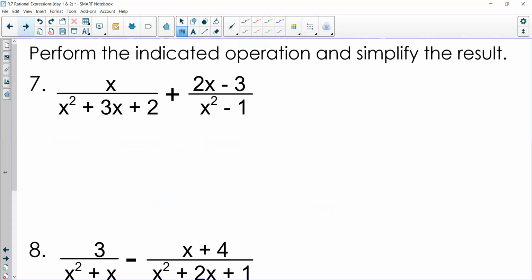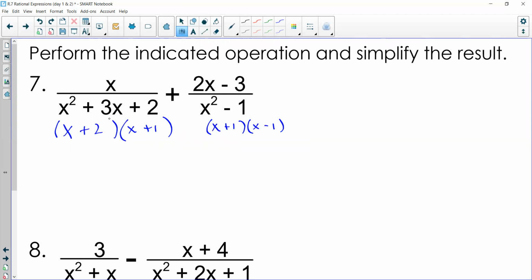So number 7, again, you want to start by factoring your bottoms and see if we have anything in common. So this was simplified to be x plus 2, x plus 1. And this side is a difference of squares, x plus 1, x minus 1. Just like that. So they do have an x plus 1 in common, which means all I have to multiply by is the factor that they don't have in common.